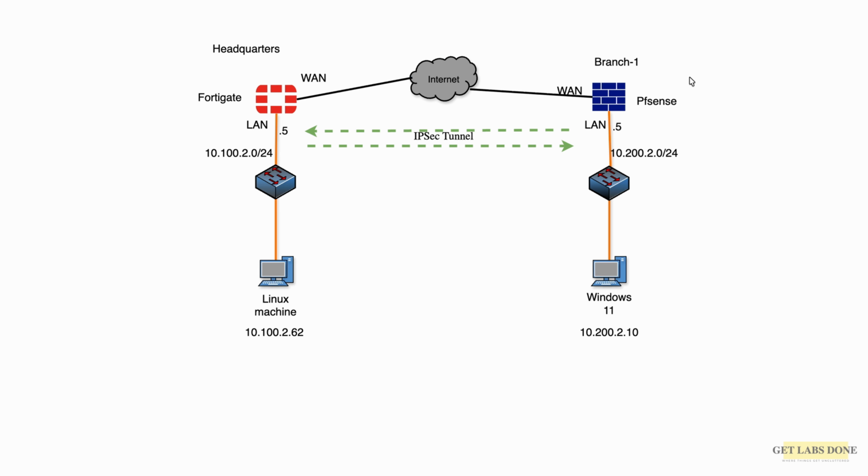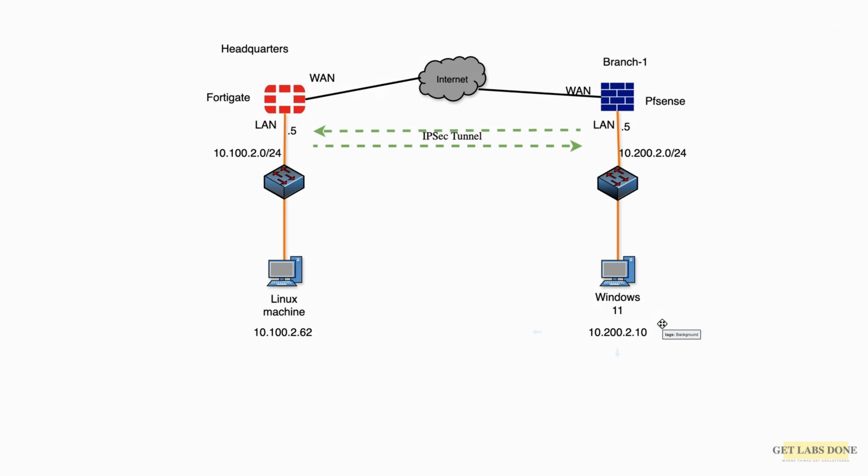The setup is similar on the pfSense side as well. I have a pfSense firewall at branch 1 that has a LAN subnet of 10.200.2.0/24. This is on-prem, so I'm just matching the standard, and I kept the .5 here as well. And I have a Windows 11 machine that has 10.200.2.10. The issue that we are facing right now is that the Linux machine on the HQ side can talk to the internet just fine, but it cannot talk to the pfSense LAN side, in this case the Windows 11 machine. The same is true on the other side as well. If Windows 11 were to try to talk to the FortiGate LAN side, it cannot reach. So we are going to fix that in this video.